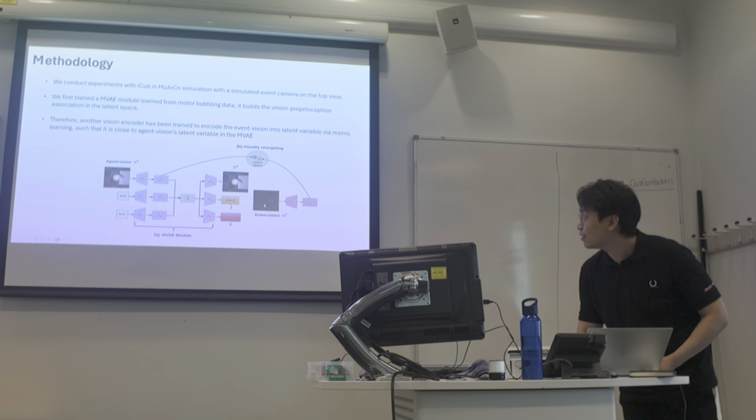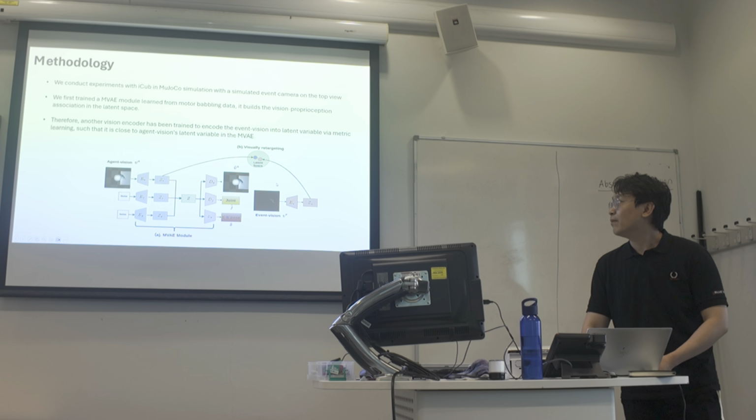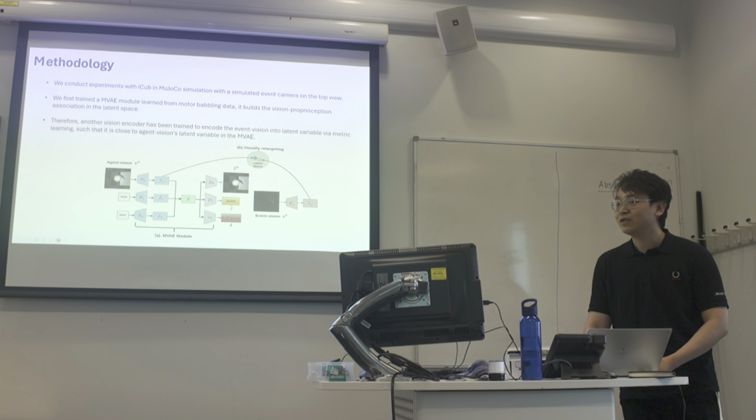We also have aligned event vision. Here it's not very clear, but it's sparse event streams. We use metric learning to force the latent space of the event vision to be close enough to the latent space of the agent vision. By doing so, we can use event vision to trigger the perception states and also the more dense images, like 2D images.